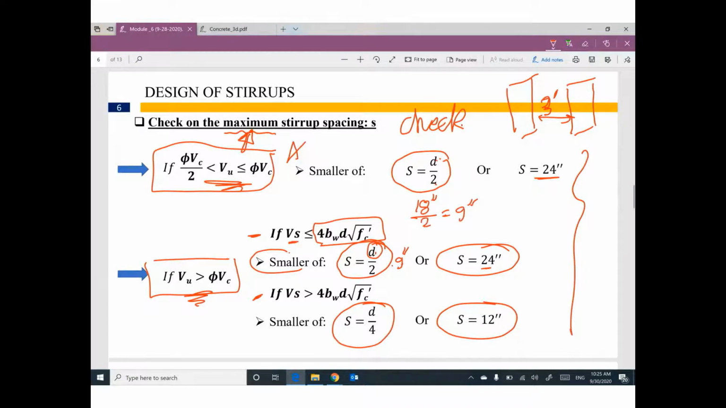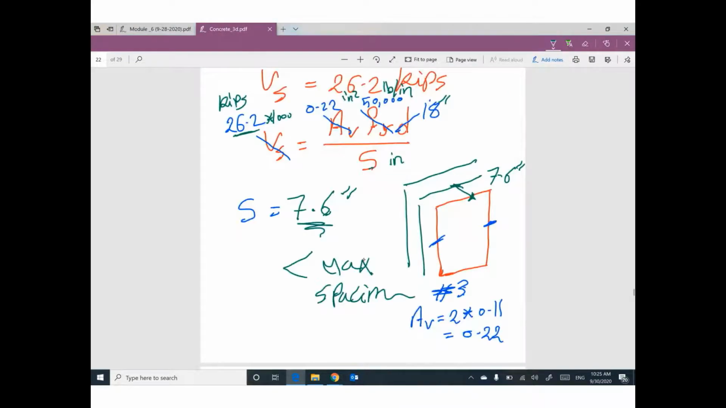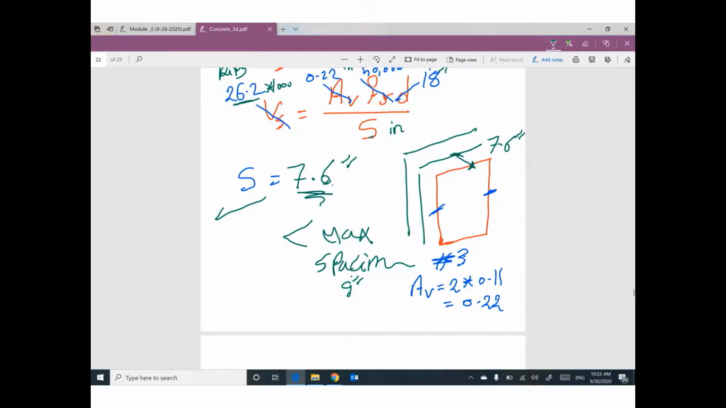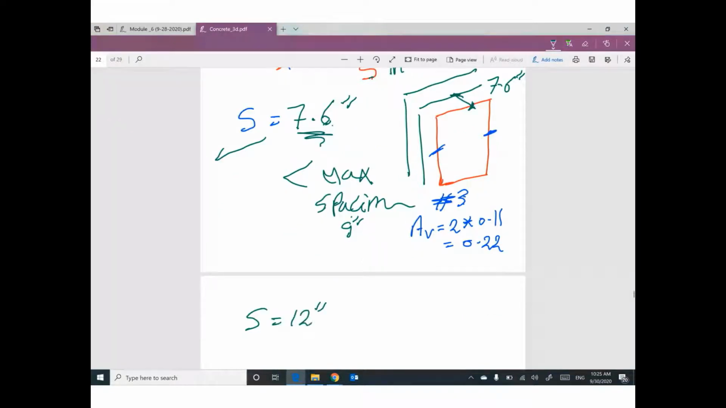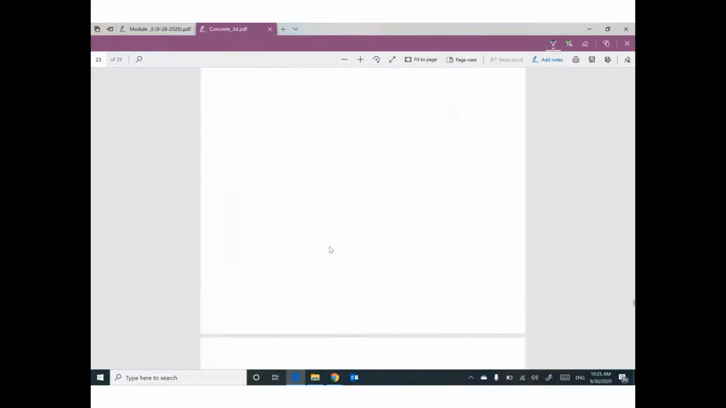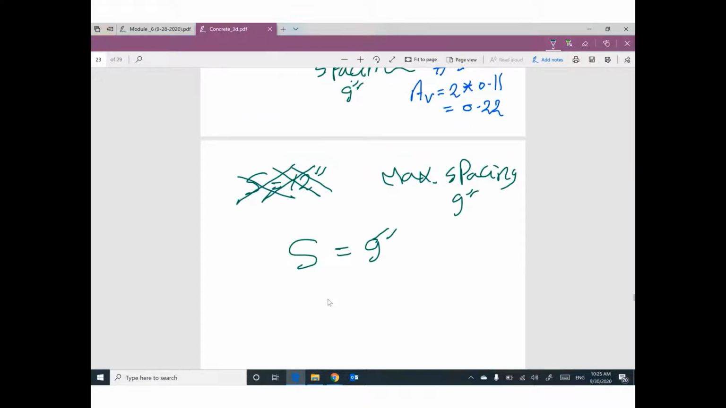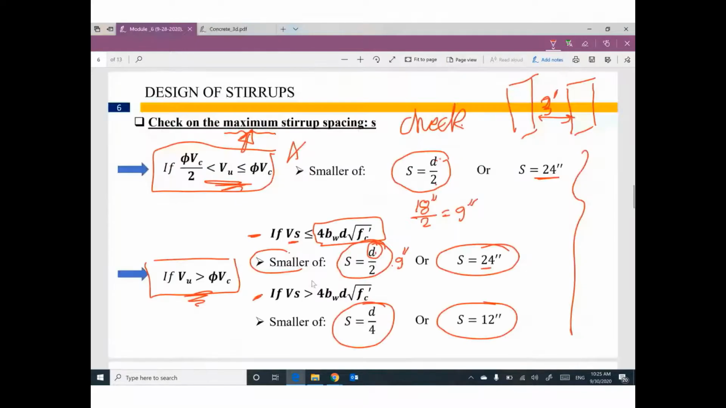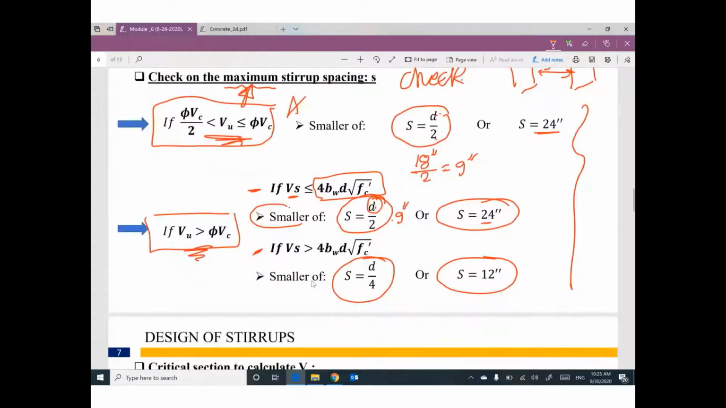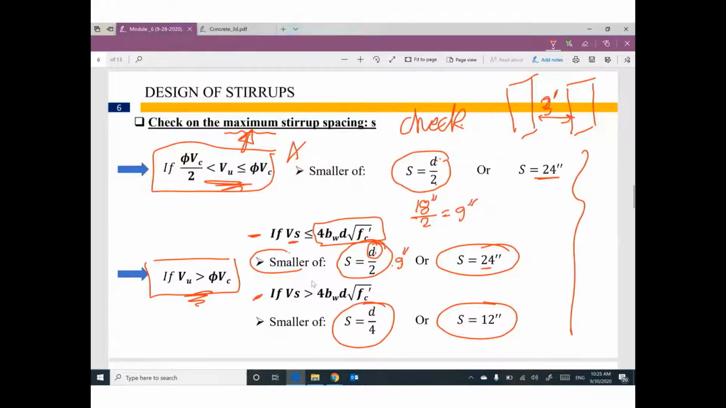So I believe 7.6 is smaller than the maximum spacing, which is 9 inch. So you are good. What will happen if the required spacing, for example, equals 12 and the maximum permitted spacing equals 9 inch? I'm going to say, no, the spacing between stirrups will be 9, and I will forget the value from your calculation. So please pay attention that your spacing must be smaller than or equal to the maximum permitted spacing.